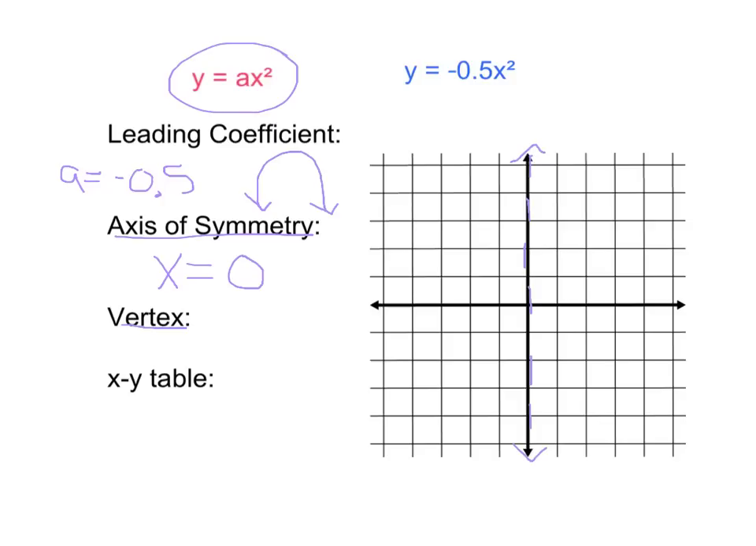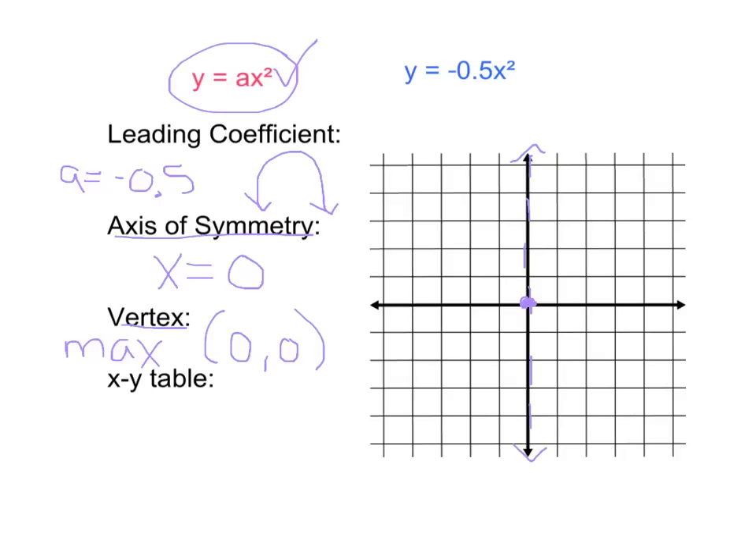And now for the vertex, for every parabola that is a monomial, your vertex will be 0, 0. So our middle point is going to be right at the origin, 0, 0. And in this case, because a parabola opens down, we're going to have a maximum point for our vertex.